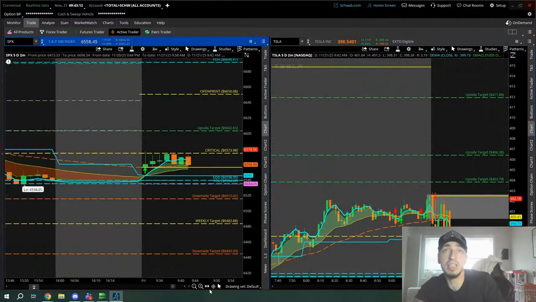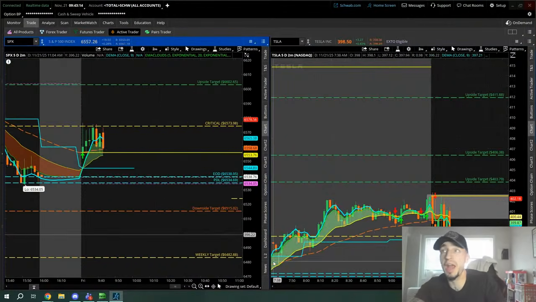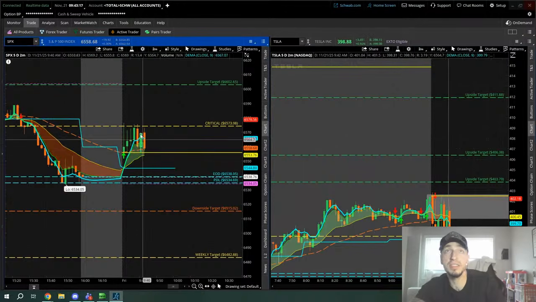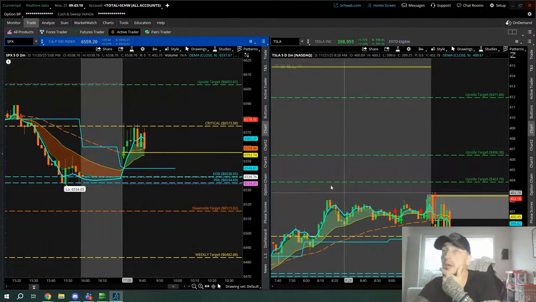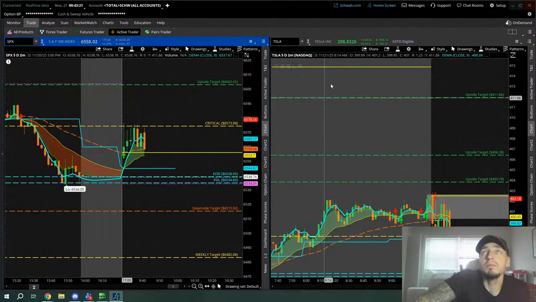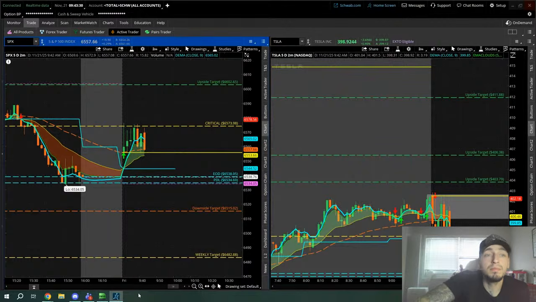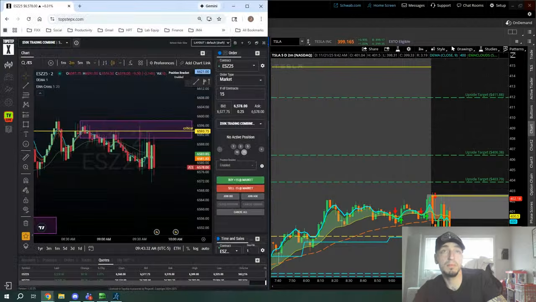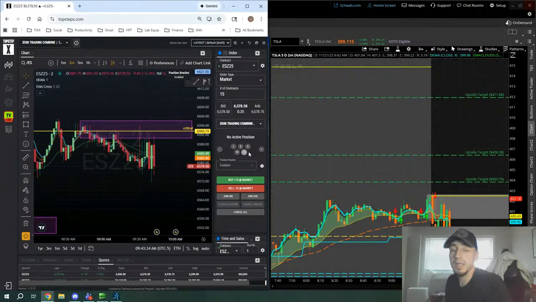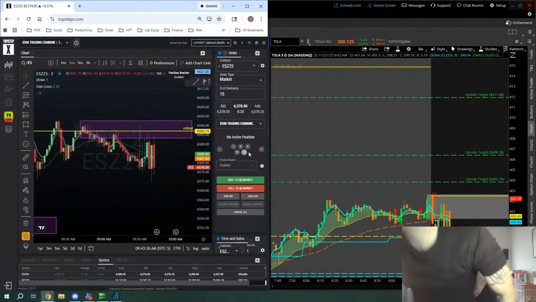All right. SPX is getting that little battle here at open print. This is key. It's chop, baby. We're chilling. Patience.